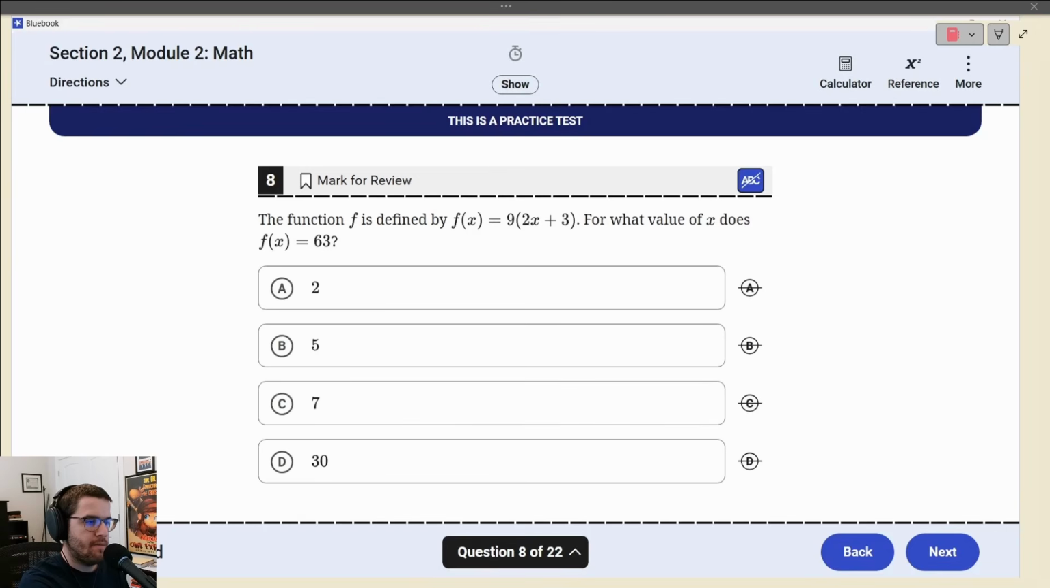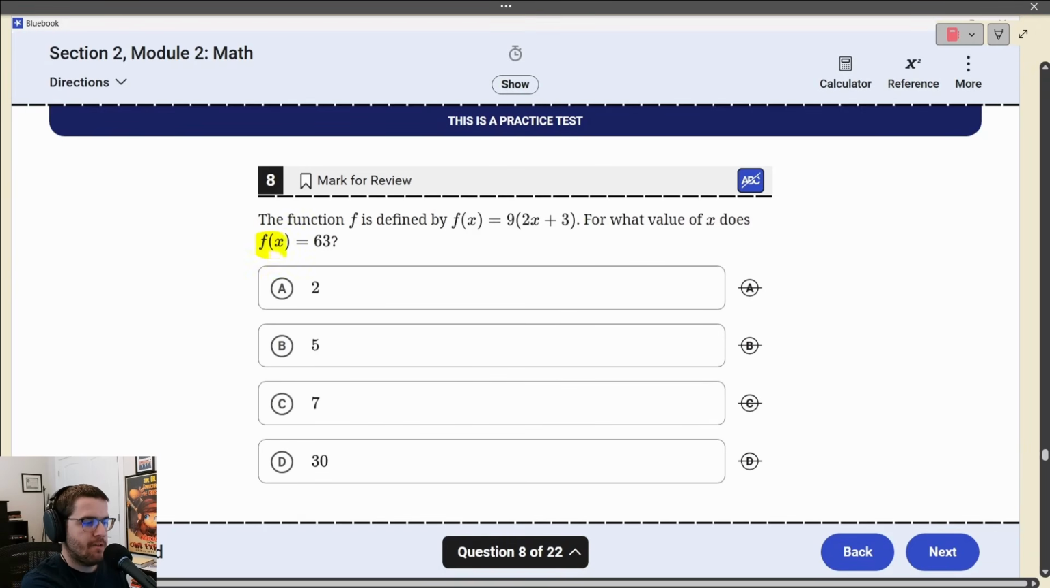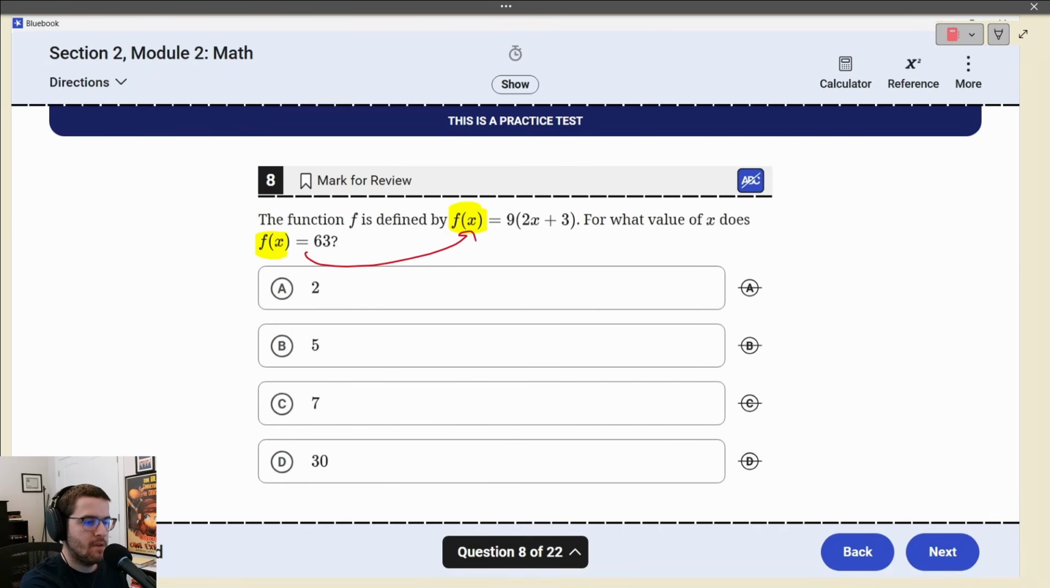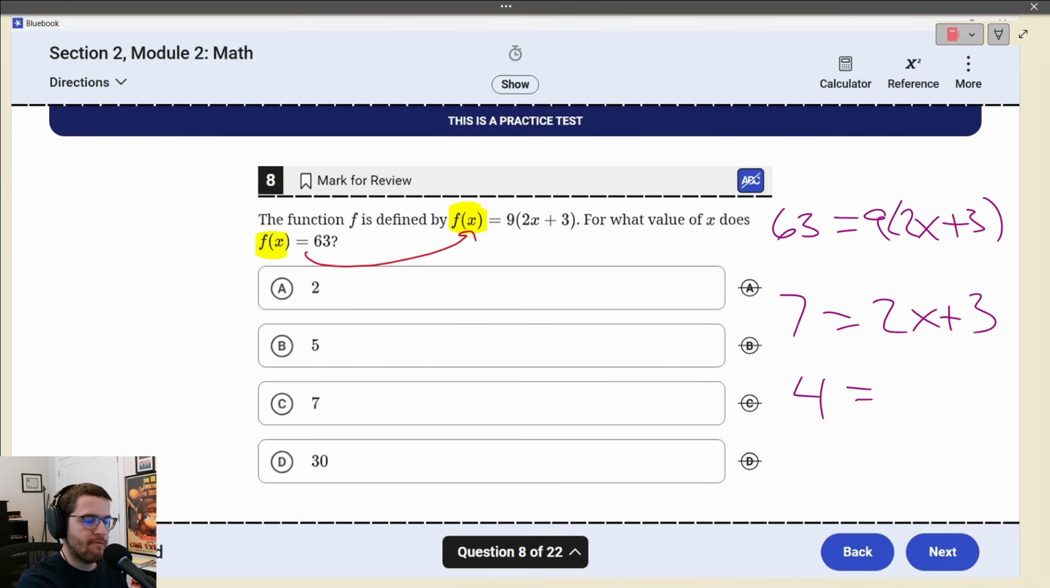Okay, question 8. So we see this is f of x and this is f of x. So we can replace that top f of x with 63. 63 equals 9 times (2x plus 3). We divide both sides by 9. We get 7 equals 2x plus 3. We subtract 3 from both sides. We get 4 equals 2x. And now we divide both sides by 2, and we get x equals 2. And that is choice A, which is the answer.